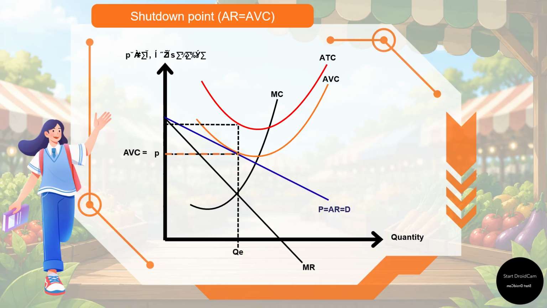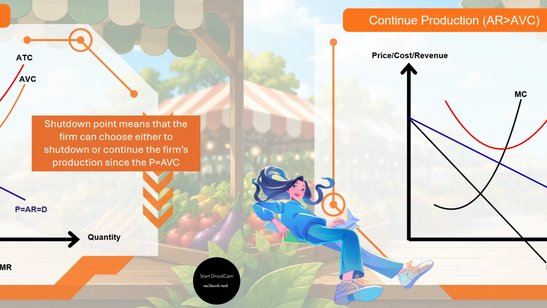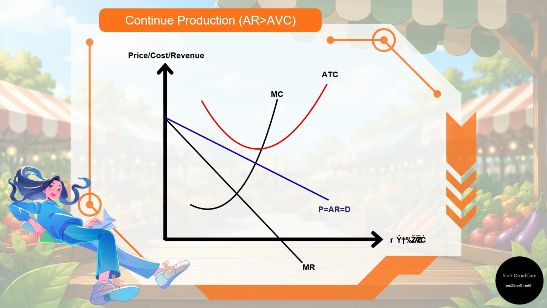At this exact point, P equals AR equals AVC. The firm's revenue is just sufficient to cover its variable cost. Therefore, the firm is indifferent between continuing production and shutting down. This is why we call it the shutdown point. Now, consider a firm that is making a loss but where average revenue is still greater than average variable cost.